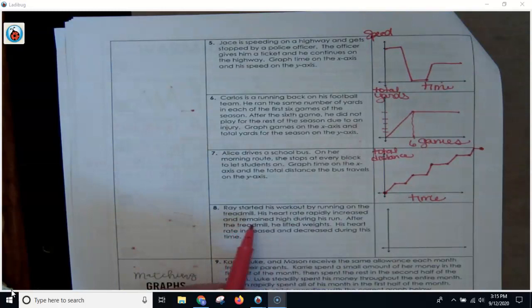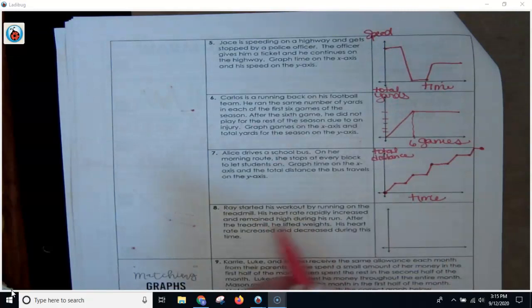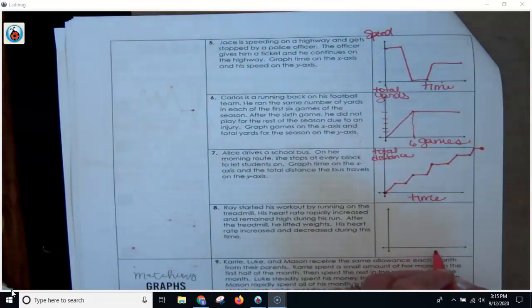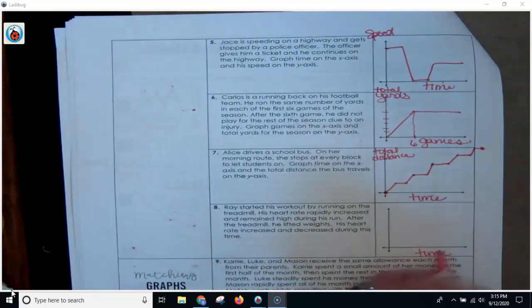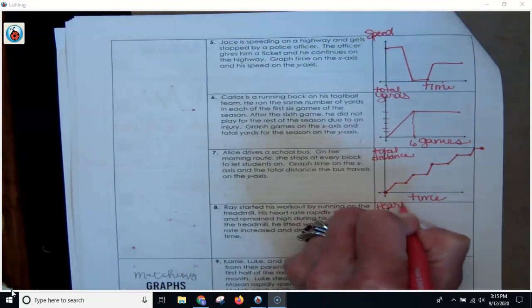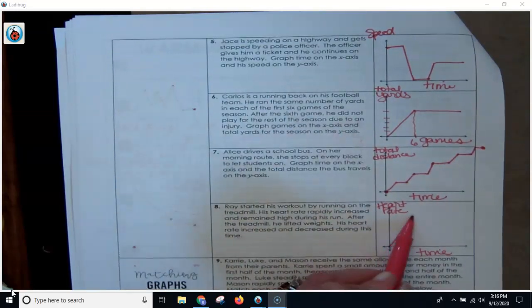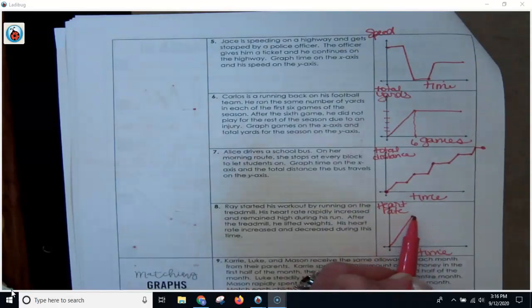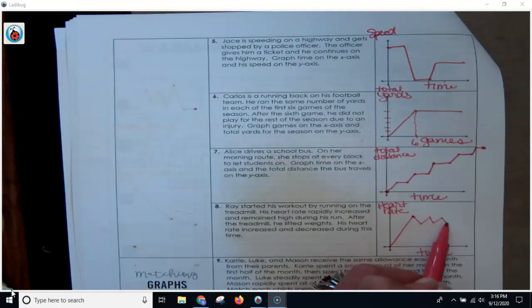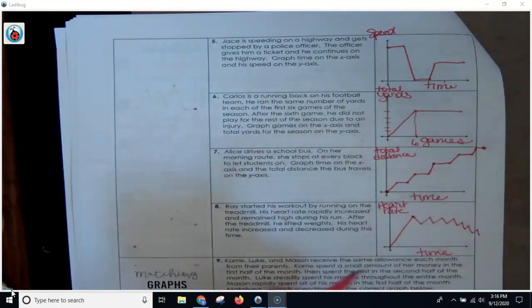Ray started his workout by running on the treadmill. His heart rate rapidly increased and remained high during his run. After the treadmill, he lifted weights. His heart rate increased and decreased during this time. So if this is the amount of time and this is his heart rate, he's saying that he started running and it went boom, his heart rate went super high. Then, after the treadmill, he started lifting weights and it kind of fluctuated, probably on a downward trend.